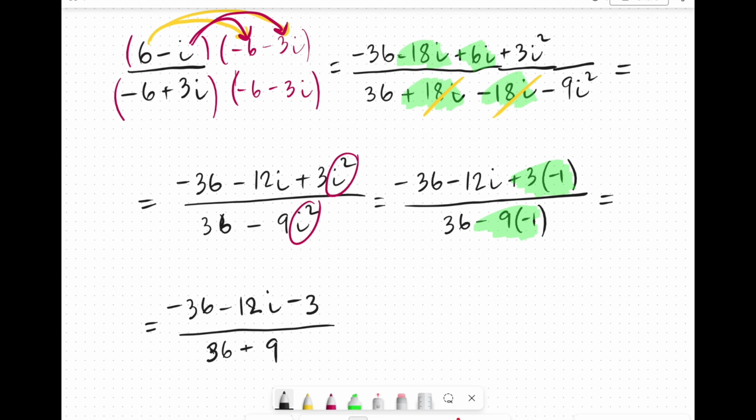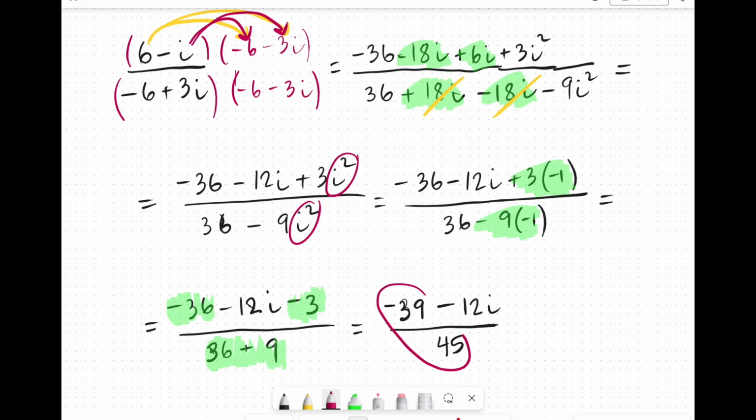Finally, let's go ahead and combine like terms. Negative 36 and negative 3 will become a negative 39, and 36 plus 9 in the denominator will become a 45. Now I will separate the real part that I see on the top and place it over this denominator, and I will do the exact same thing with the imaginary part.